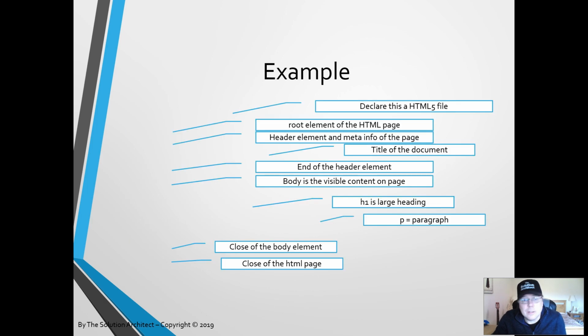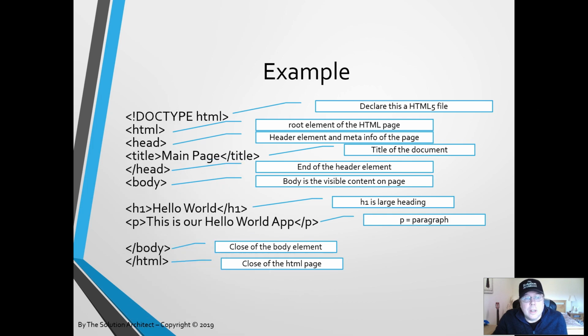So let me show you an example of what this is all about. This is an example of an HTML page. So this is what you write. You can use any type of editor, even Notepad. I'm going to start with Notepad. So inside the brackets there is the tag. Okay, so you see the doctype html. That declares that this is an HTML5 file. Then you get where the HTML starts, and that is the root element of the HTML page, which says html. And then on each HTML page you've got a header, which is called head, and that is the header element and the meta info of the page. This is not displayed on the web page.